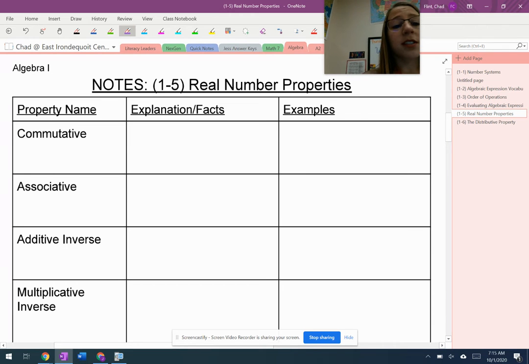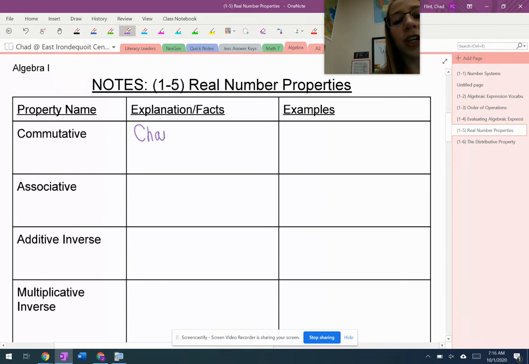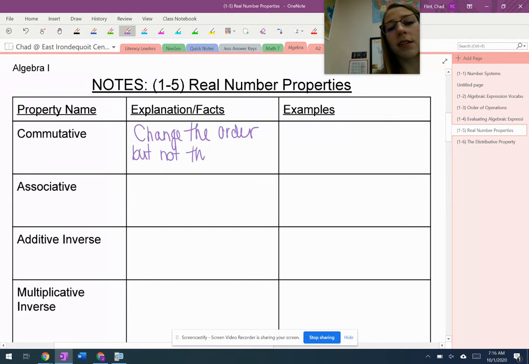The first property is the commutative property. Commutative property, if you don't remember from previous years, is where you can change the order, but not the answer. So you can flip-flop the numbers around, but not the answer. Change the order, but not the answer. And that works for two different operations. That works for addition.